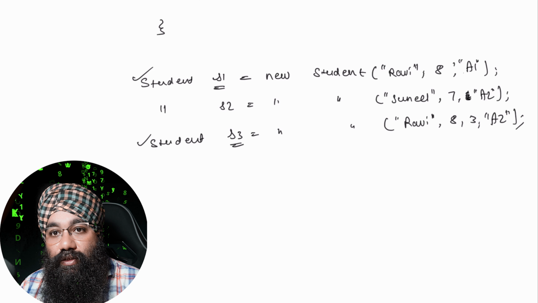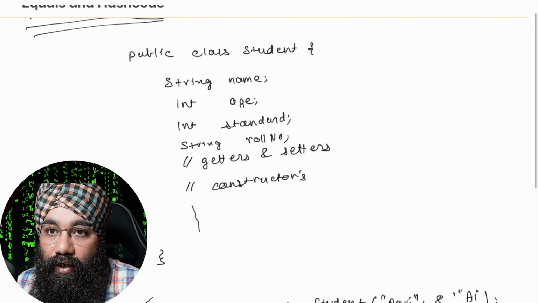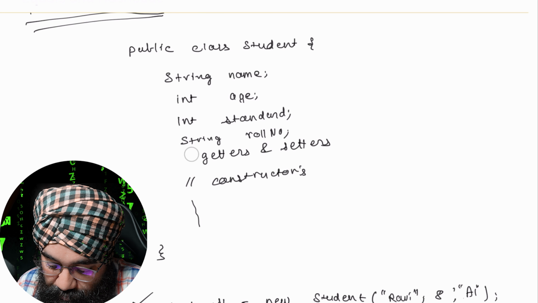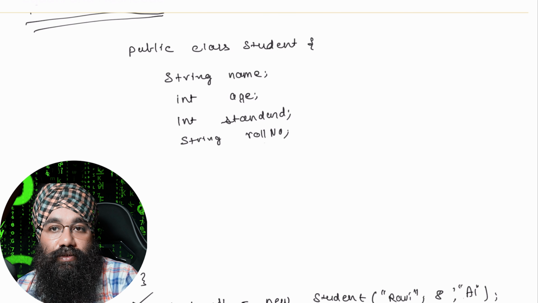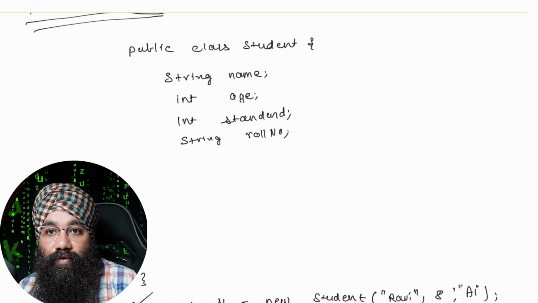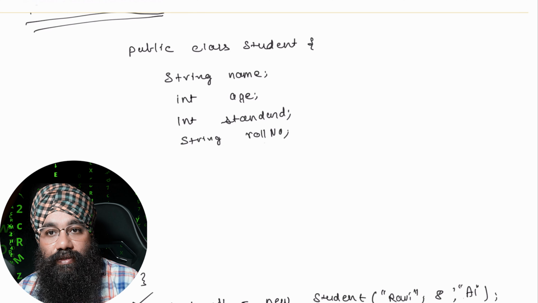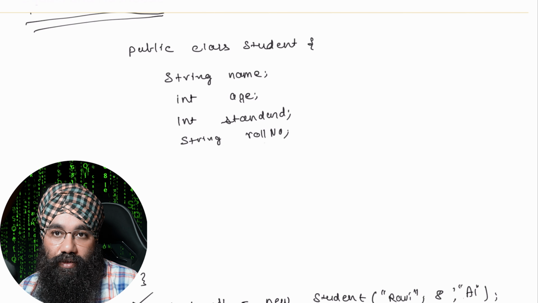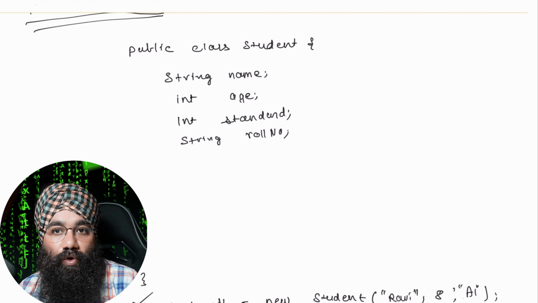For that, the general convention is that in the Student class you should override the equals method. Let me create some space here. In the Object class, which is the parent class of all classes in Java, there is already an equals method present. All the classes that you create extend this Object class. Now you may use this equals method, but it will not be helpful.